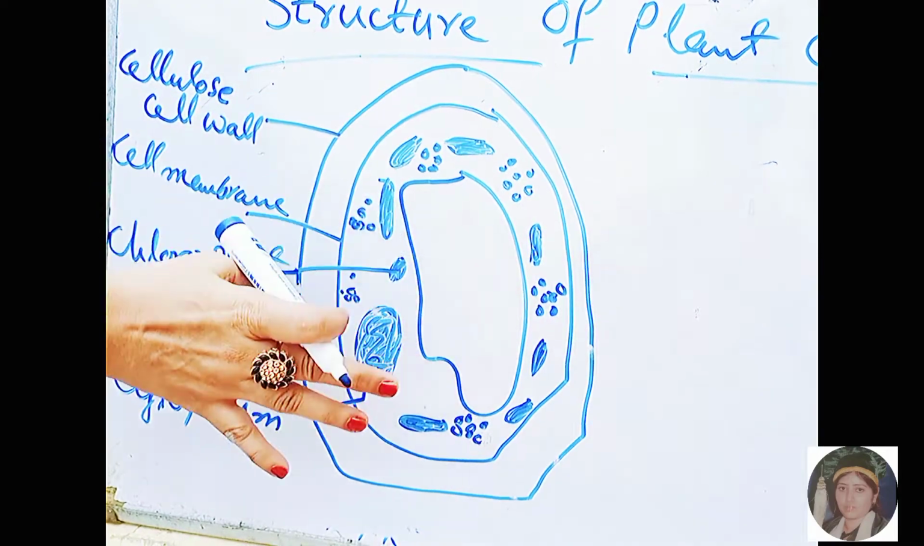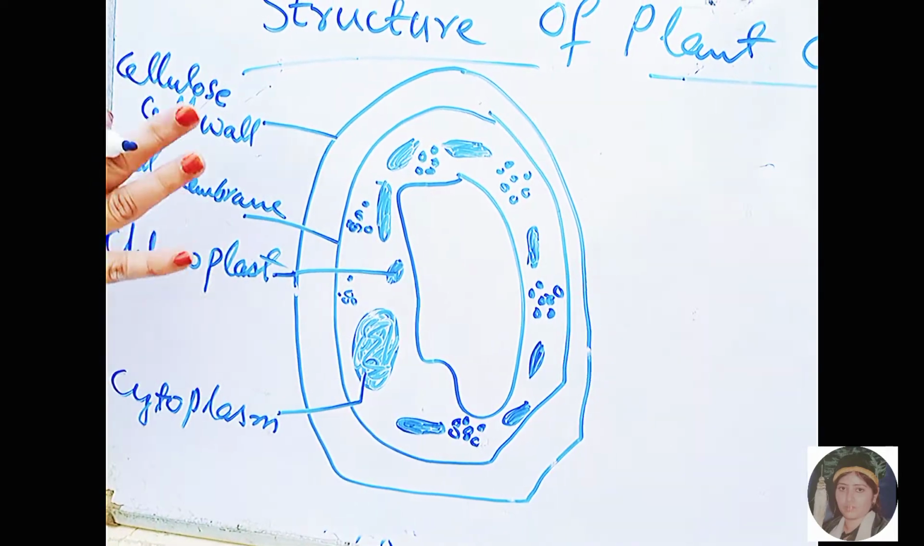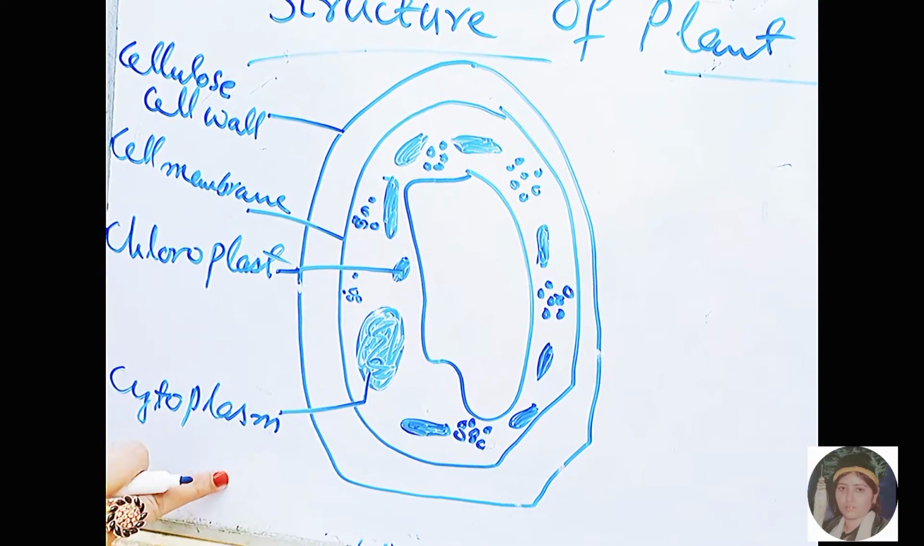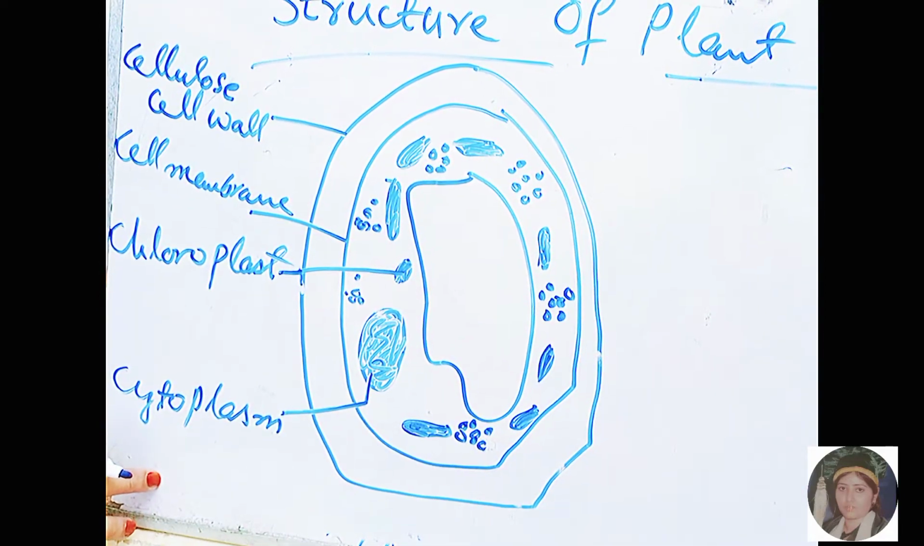Vacuole is a bag-like structure in the center of the cytoplasm. It takes up most of the space inside the cell and contains a solution of sugars and salts. This solution is called cell sap.